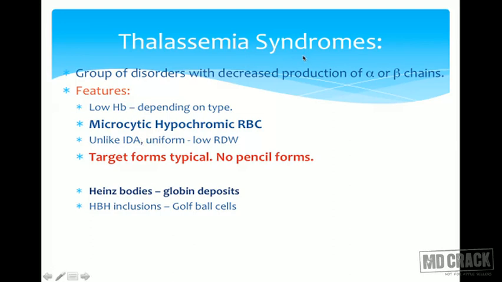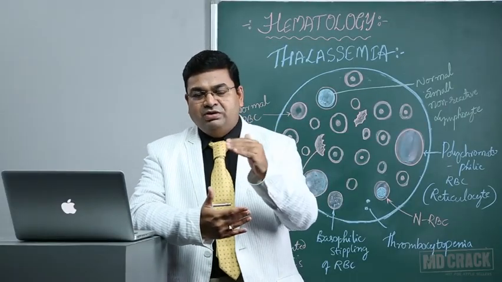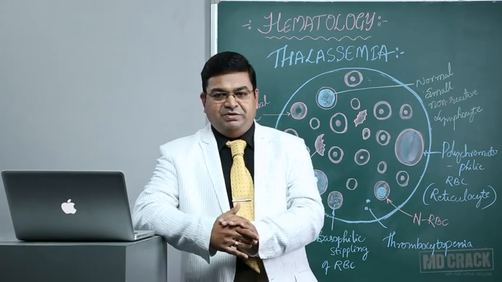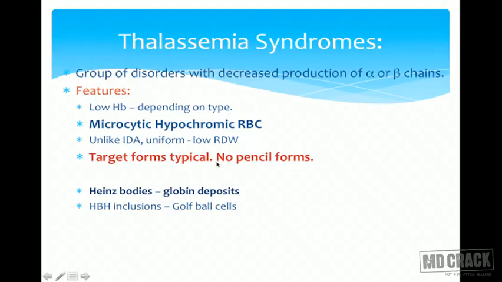Whereas in thalassemia patients, it will not be like that. Serum iron levels and serum ferritin levels may go up, or they may be normal. Sometimes they may go up because most of the time these are transfusion dependent patients. So remember here, the peripheral smear doesn't show any pencil cells. By that, you can differentiate iron deficiency anemia from thalassemia.